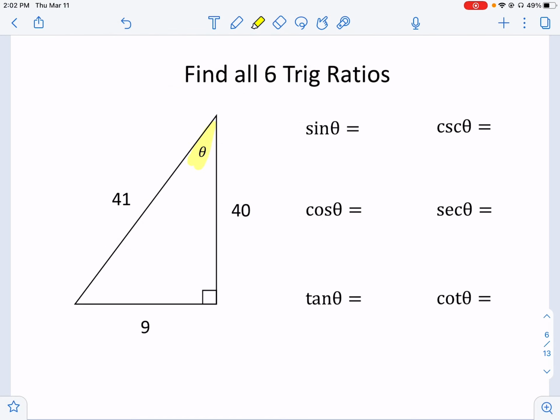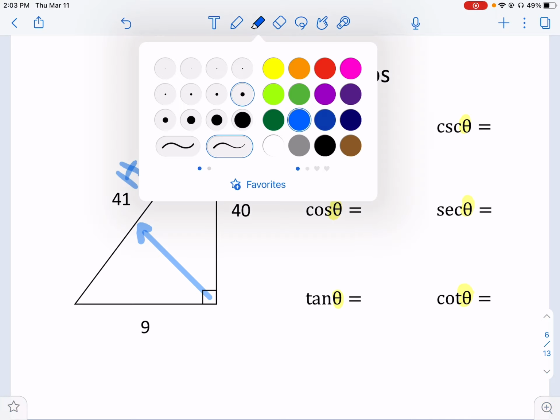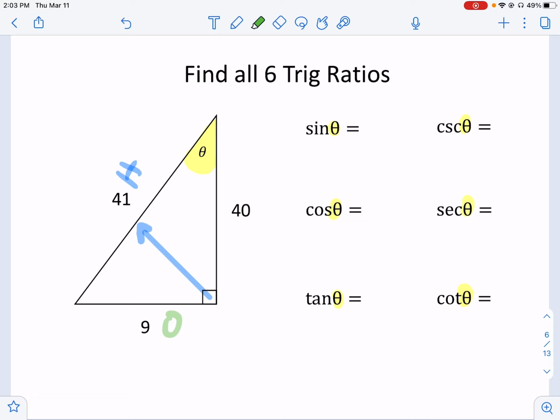All right, so I'm going to look here. Hopefully you had a chance to do this on your own. So I found my theta because that's what it was telling me I was looking for. I'm going to label my sides as always. Sine, we said, is always opposite over hypotenuse, so that gives me 9 over 41. What I like to do is immediately find the reciprocal, so I know that cosecant is going to be 41 over 9.